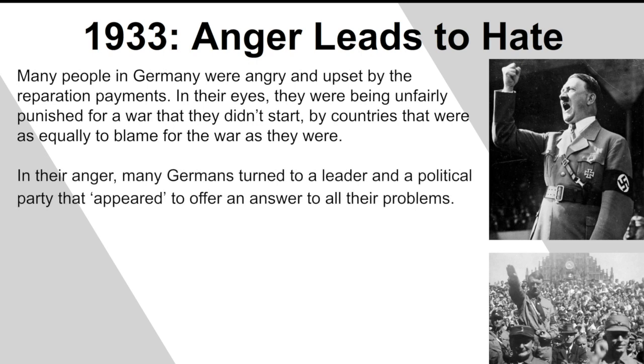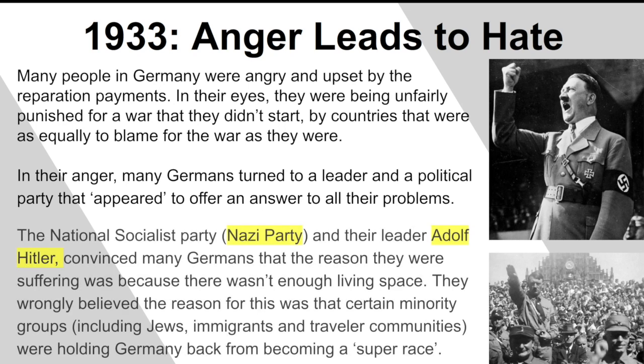In their anger, many Germans turned to a leader and a political party that appeared to offer an answer to all their problems. The National Socialist Party, or the Nazi Party, and their leader Adolf Hitler convinced many Germans that the reason they were suffering was because there wasn't enough living space. They wrongly believed that the reason for this was that certain minority groups, Jews, immigrants and traveller communities for example, were holding Germany back from becoming a super race.